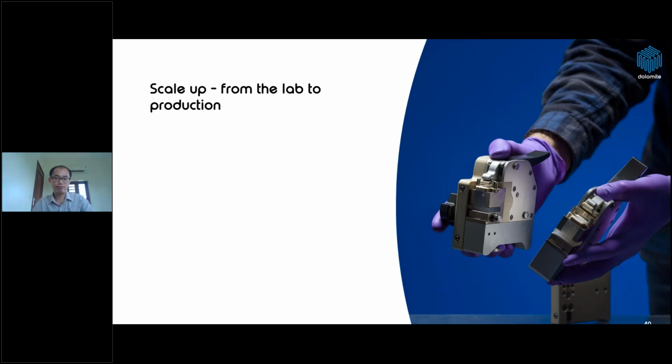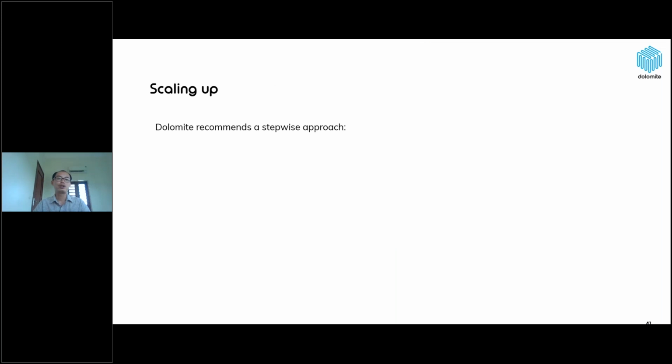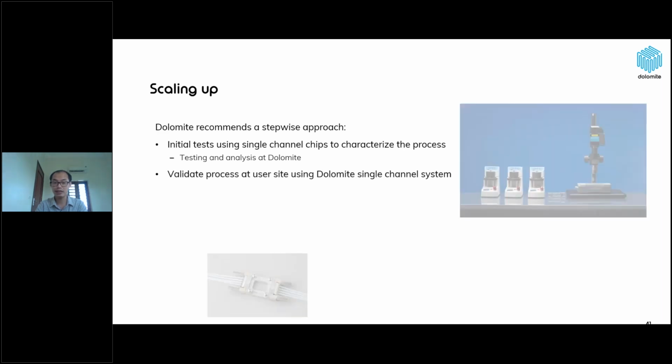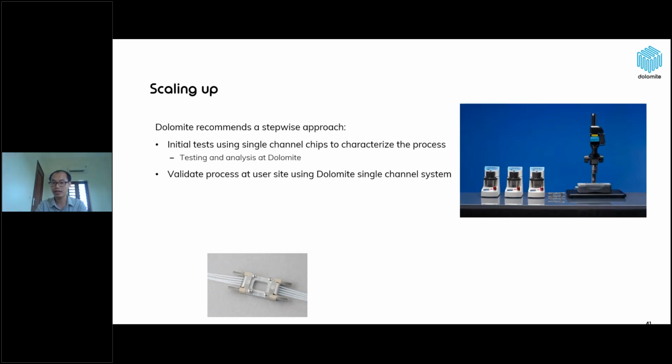So for scaling from the lab to production, Dolomite recommends a stepwise approach. The first is initial steps using a single channel chip to characterize the process, like testing and analysis at the Dolomite site. And the second is to validate the process at the user site using the Dolomite single channel system. So we use a single channel system for validating the process.